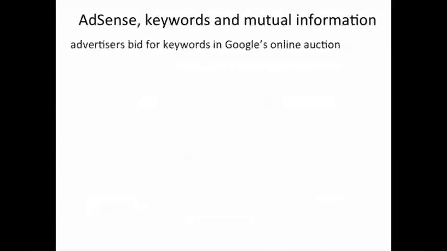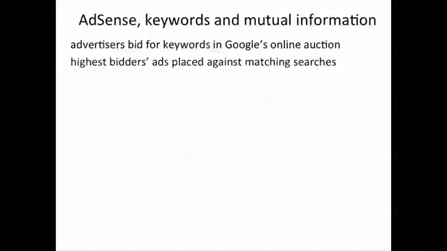A brief overview of online advertising first. In the case of search advertising, advertisers bid for keywords in Google's online keyword auction, which is happening continuously all the time. And the highest bidders' ads are placed against the matching searches. So if I bid for shoes and you searched for shoes and mine was the highest bid, then my ad would come up against your query, and so on. The actual auction mechanism is a bit more complex than that, but we won't go into that right now.